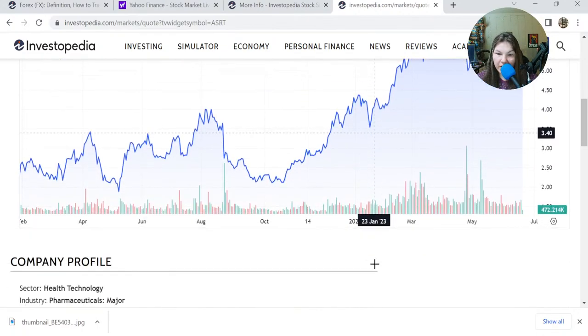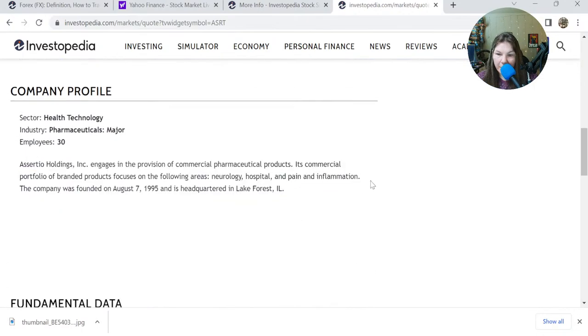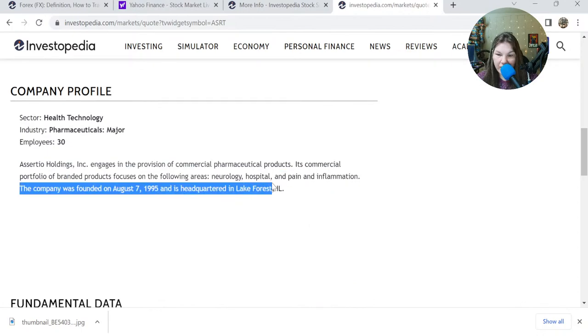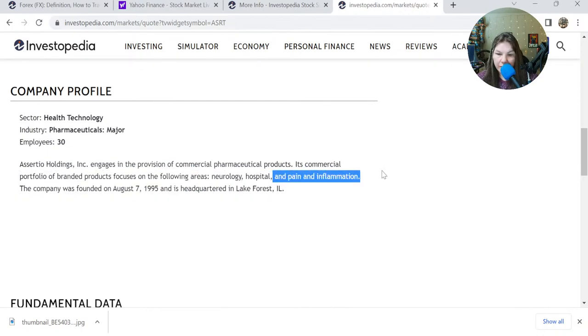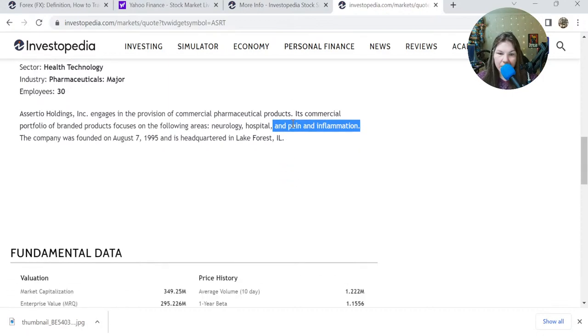This is the one. Pain and inflammation is what everybody's dying from. Inflammation is literally the breakdown of your body. It's everything. So if you can focus on pain and inflammation, how many people could you help? More people than Elon Musk.